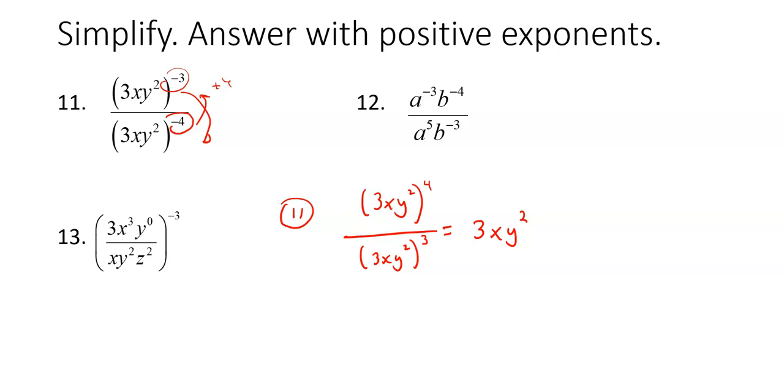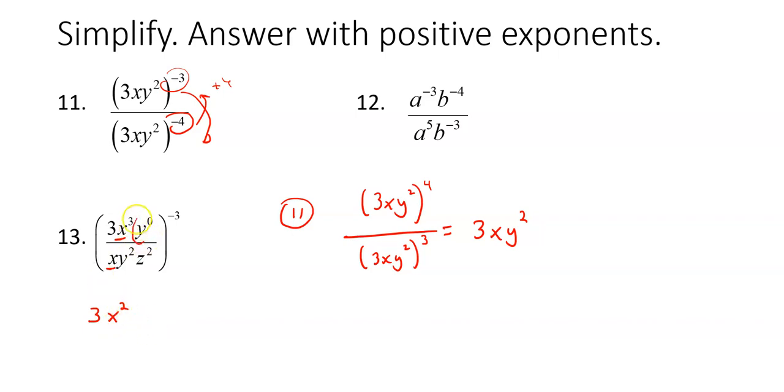All right, one more and then we'll wrap this one up. Let's take a look at 13. For 13, first thing I might do is simplify the insides. So you notice I've got an x to the third on the top and an x on the bottom. So there's 2 more x's on the top than there are on the bottom. So I got an x squared.